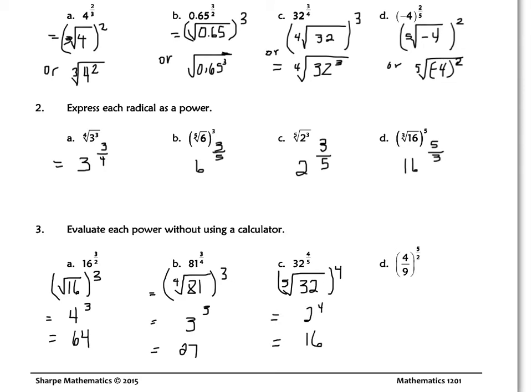And the last one would be the square root of 4 over 9. And then we want to raise that to the power of 5. So that would be 2 over 3 to the power of 5, which would mean 2 multiplied by itself 5 times, which is going to be 32. And 3 multiplied by itself 5 times would be in the bottom, so that would be 243.